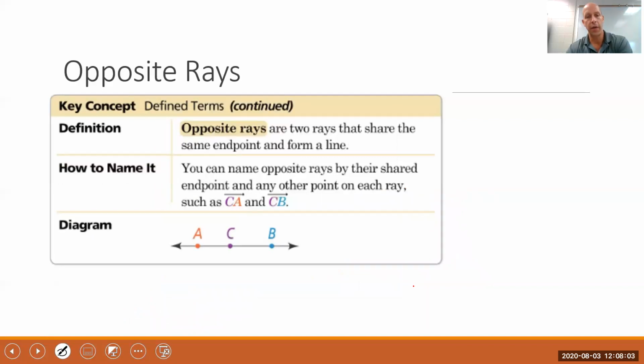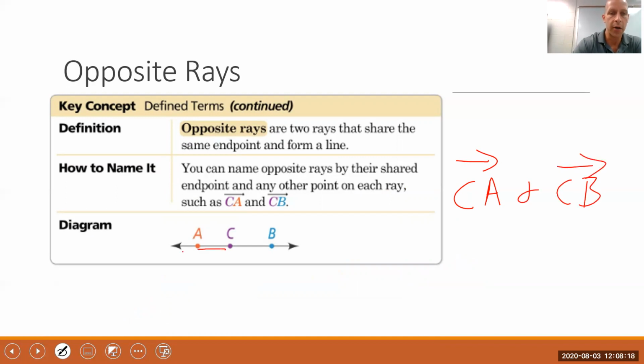Finally, in terms of our definitions, we have opposite rays. Here we have ray CA and ray CB. Ray CA starts at C and goes in the direction of A. Ray CB starts at C and goes in the direction of B. These are called opposite rays since they form a line. You'll notice that that picture is a flat line there. For example, those would not be opposite rays.